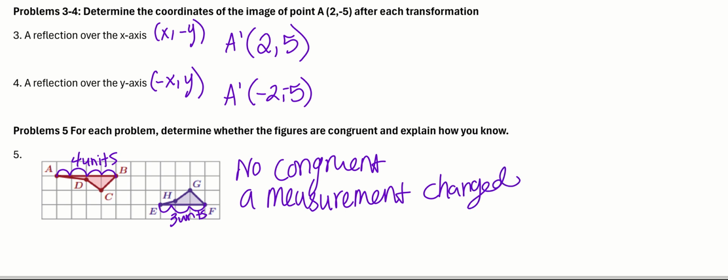Okay, remember, congruent means everything will match. Like, yeah, I could reflect it, yeah, I could translate it, but then it would not copy on top of it. And if you remember with our definition, that's what it said it would do. It would land perfectly on top of it.